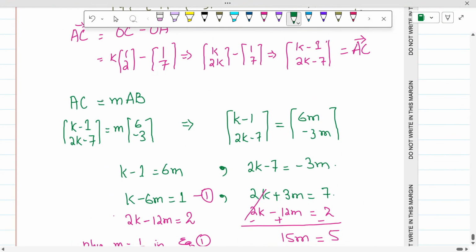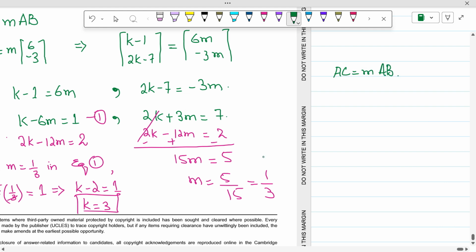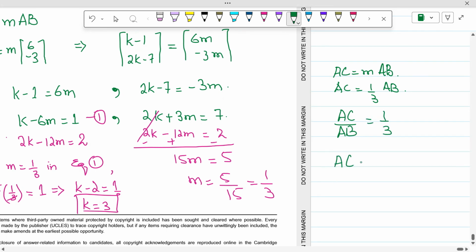Now we have considered AC is equal to m times AB. We calculated the value of m, which is 1 over 3. So AC is equal to 1 over 3 AB. Now AC over AB is equal to 1 over 3. So we can say that the ratio of AC to AB is equal to 1 to 3.